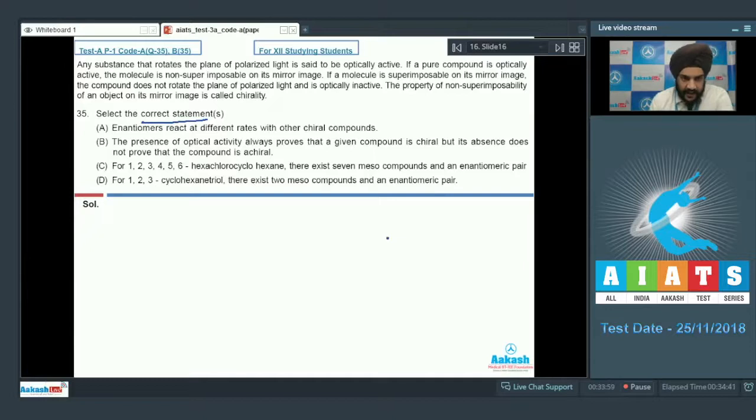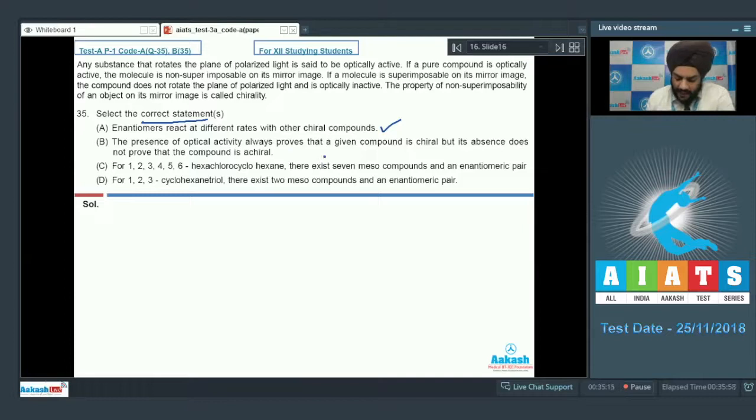So option A, enantiomers react at different rates with other chiral compounds. This statement is correct, students. The enantiomers on reaction with other chiral compounds form diastereomers. And during the formation of these diastereomers, the transition states which are formed are different. So this statement is correct. Let us look at option B now.